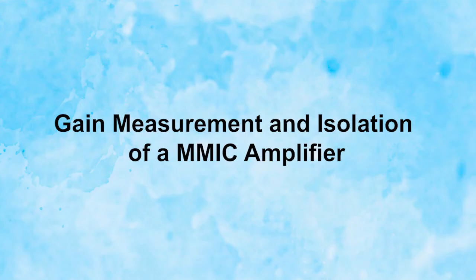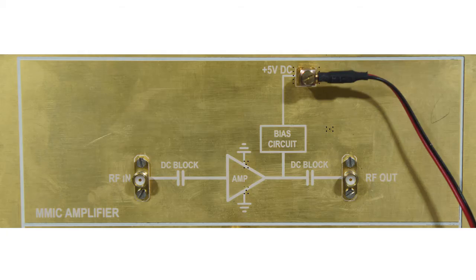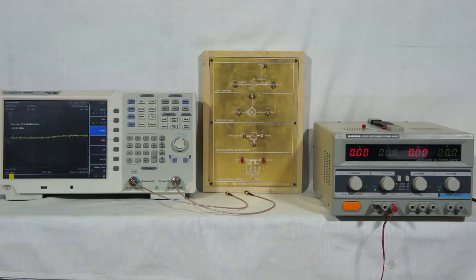Gain measurement and isolation of an MMIC amplifier. This monolithic amplifier has 4 terminals. Terminal 1 and 3 are the RF input and RF output respectively, and terminal 2 and 4 are grounded. This circuit has 2 DC blocking capacitors at the input and output of the amplifier. It also has a biasing circuit at the output stage of the amplifier. In this experiment, we will measure the gain of the amplifier, that is S21, and the isolation of the amplifier, that is S12.